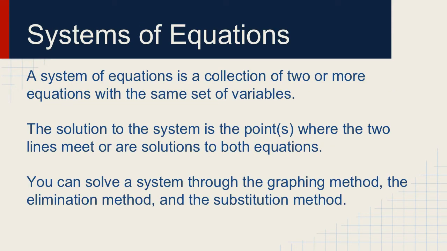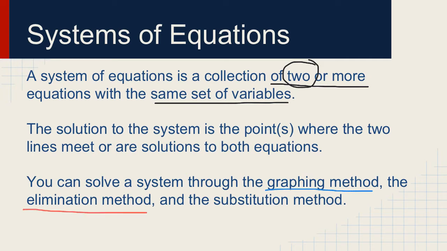Here's a bit of background information about systems of equations. A system of equations is a collection of two or more equations with the same set of variables. This year, we're only going to deal with two equations with the same variables. The solution to the system is the point or points where the two lines meet, or are solutions to both equations. And we have some options for solving. You can solve a system through the graphing method, which is what we're doing today, the elimination method, which is in another lesson, or the substitution method, which is also another lesson.